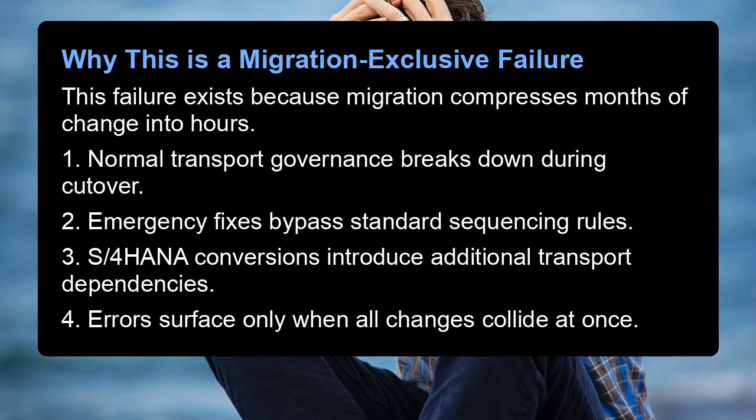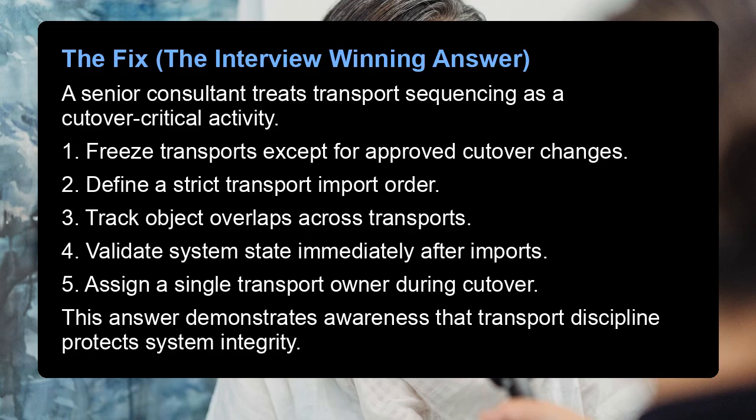Why this is a migration-exclusive failure. This failure exists because migration compresses months of change into hours. 1. Normal transport governance breaks down during cutover. 2. Emergency fixes bypass standard sequencing rules. 3. S/4HANA conversions introduce additional transport dependencies. 4. Errors surface only when all changes collide at once. The fix, the interview-winning answer.